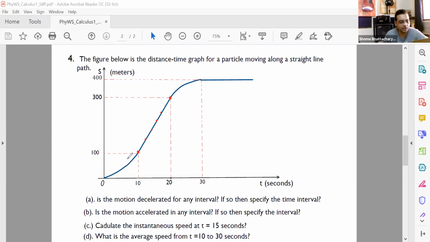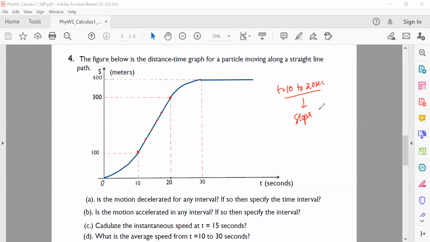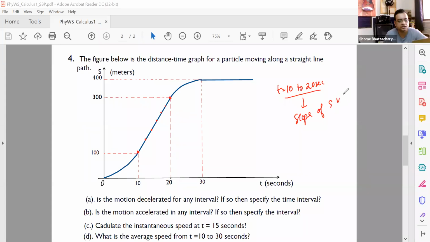What we have to understand here is that from t equal to 10 to 20 seconds, the slope of S versus T is uniform. So that means speed is uniform. So that means acceleration is 0. But if you look at the interval from 0 to 10, you draw a tangent here, here, and here. The slope is always increasing.